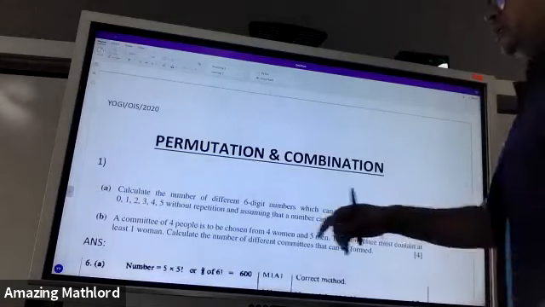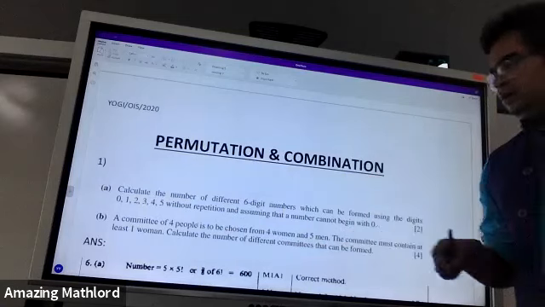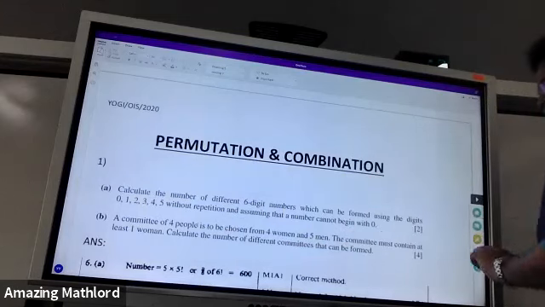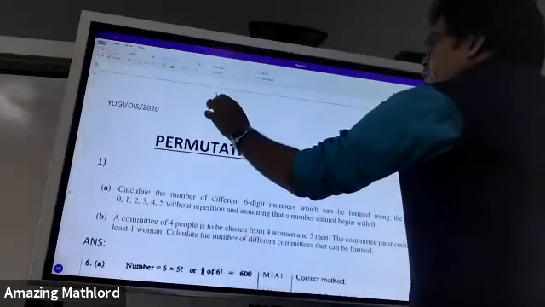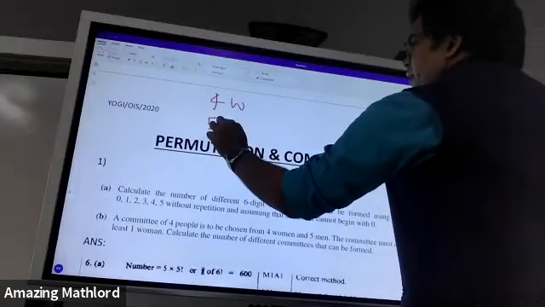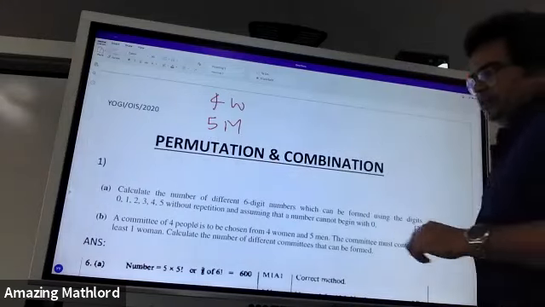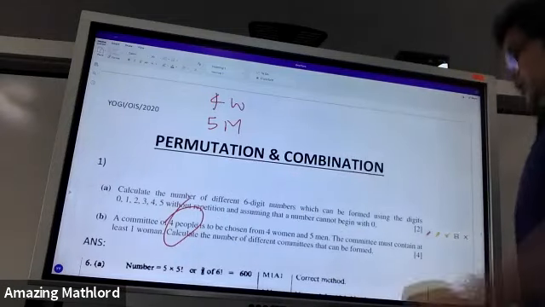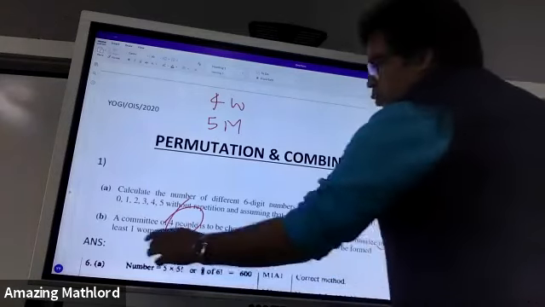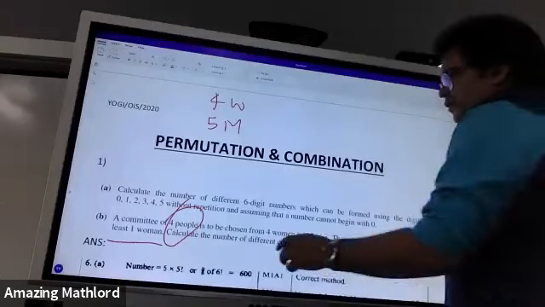So the next problem is: a committee of 4 people is to be chosen from 4 women and 5 men. So here the question is that you're choosing a committee from 4 women and 5 men, and it's a 4-person committee. The committee must contain at least 1 woman. Calculate the number of different committees that you can form.